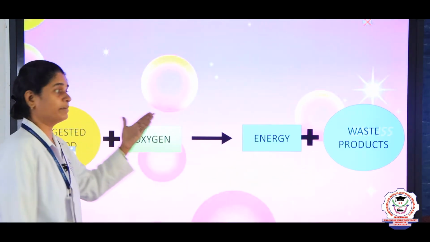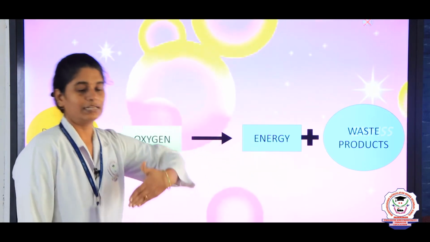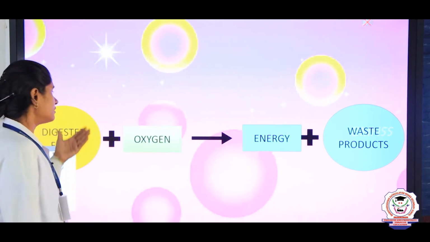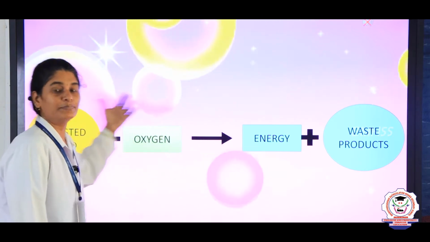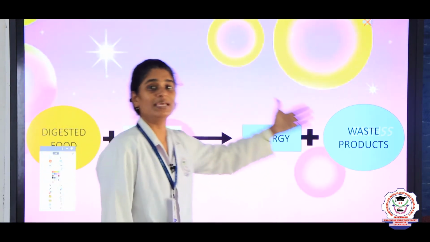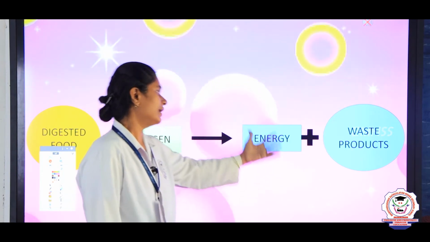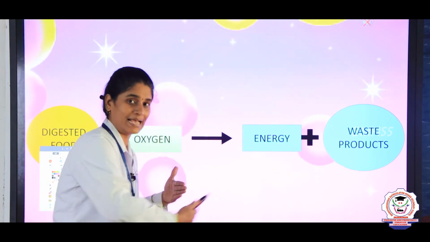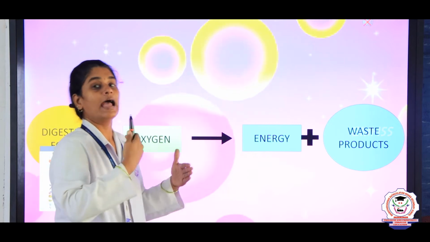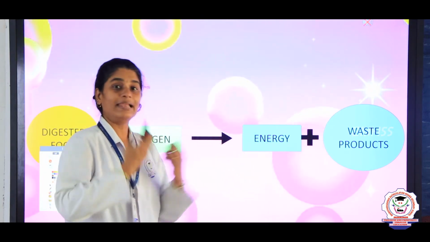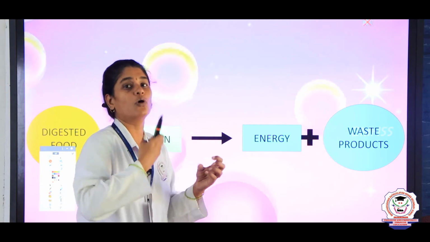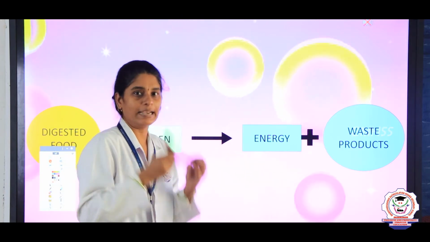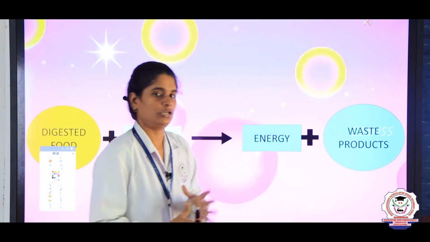Now, let us see what happens during this process. During the respiration process, the digested food is oxidized, mixed with the oxygen, and thereby we get energy and waste products. Because of the process of breathing, the food is oxidized, and thereby we get the end product carbon dioxide, and some energy is also liberated from our body in terms of ATP. ATP is a form of energy, okay, right.